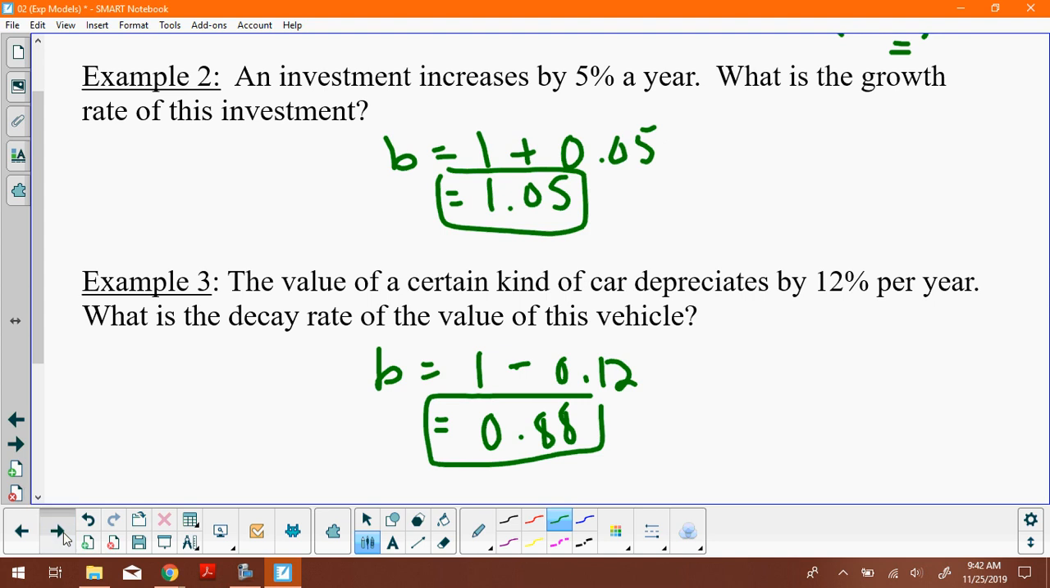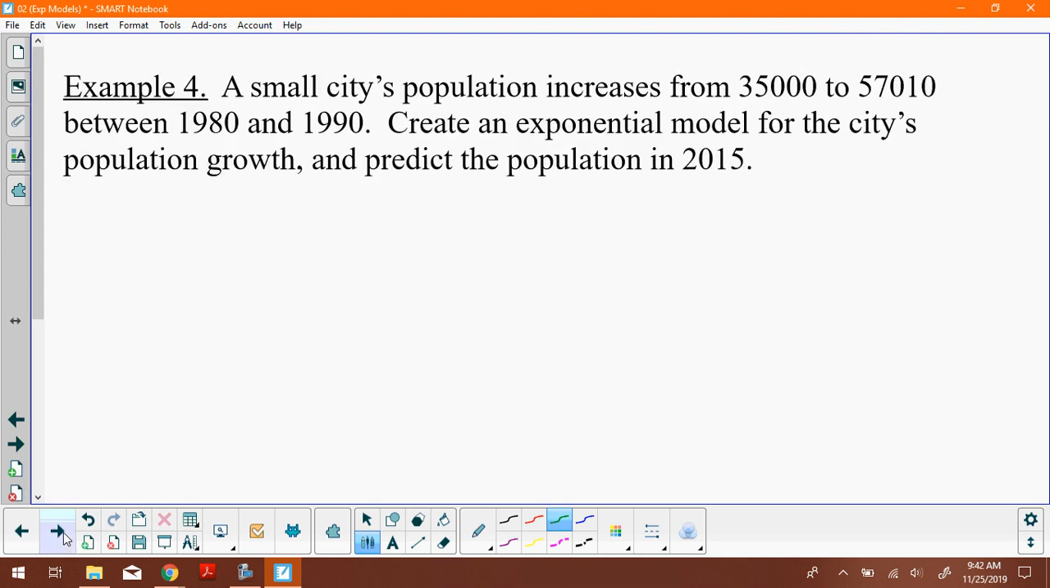Okay, on to example 4. All right, a small city's population increases from 35,000 to 57,010 between 1980 and 1990. Create an exponential model for the city's population growth and predict what the population was in 2015.